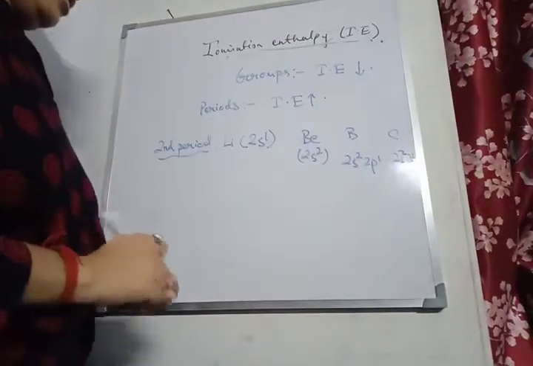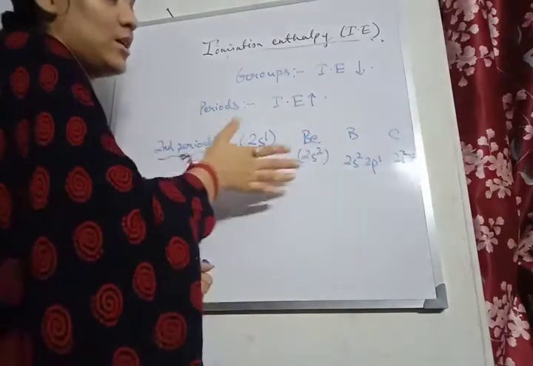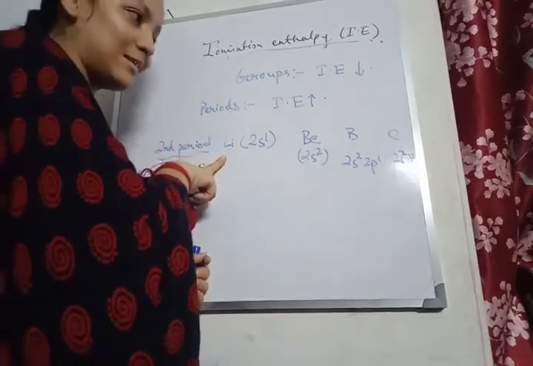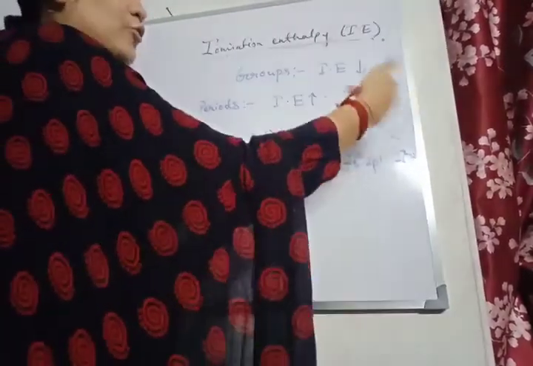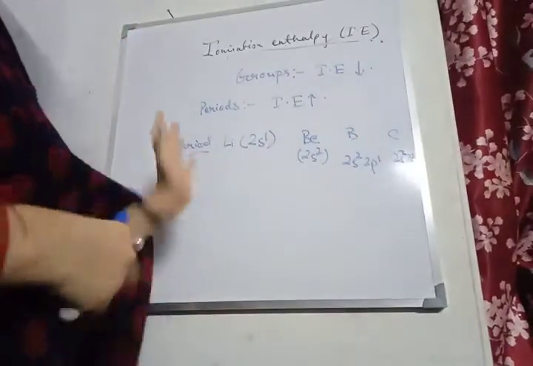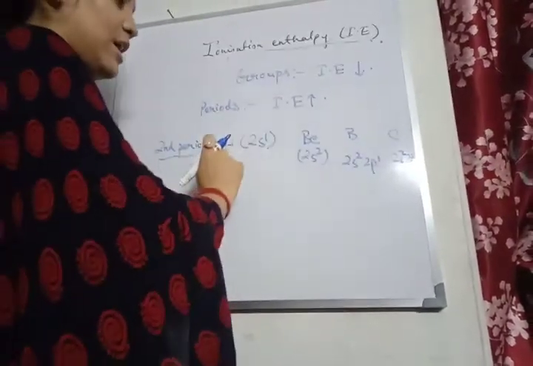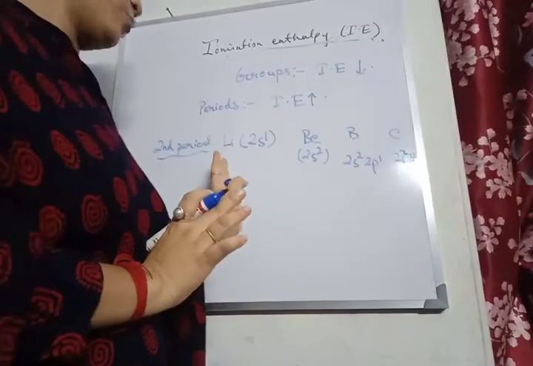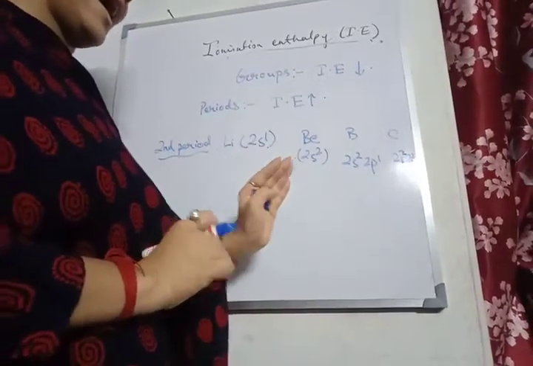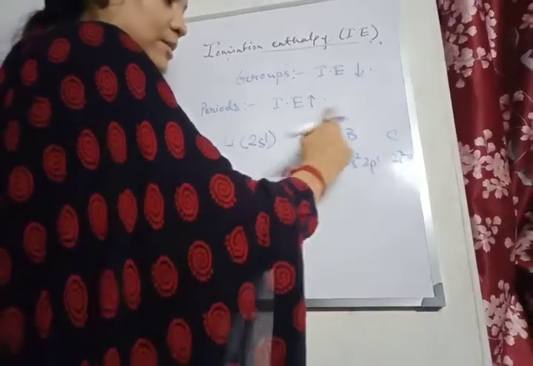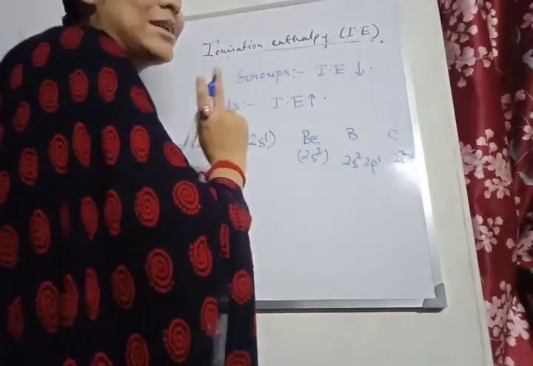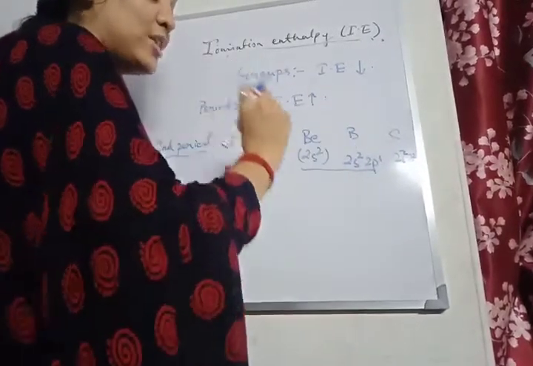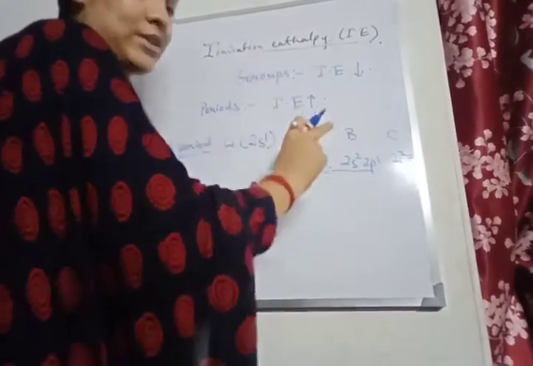Now, on moving across the period, the IE should increase. That means the IE value of beryllium should be more than lithium, boron should be more than beryllium, followed by carbon. But actually there are certain deviations. From lithium to beryllium, the value of ionization energy is increasing. But as we move from beryllium to boron, the ionization energy decreases. It's because of its configuration. So here we get a deviation. It should have increased, but it is decreasing.